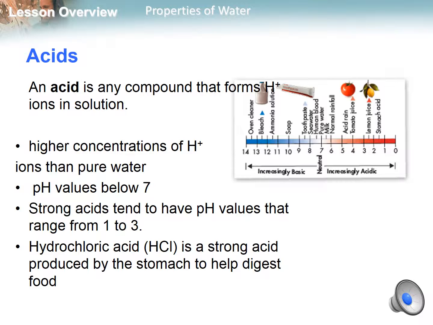So let's review again. An acid forms hydrogen ions. The hydrogen ion concentration is greater than the hydroxide concentration. The pH value is going to be below 7. The lower the number, the stronger the acid. And hydrochloric acid, which is produced by your stomach, would be an example of a strong acid.